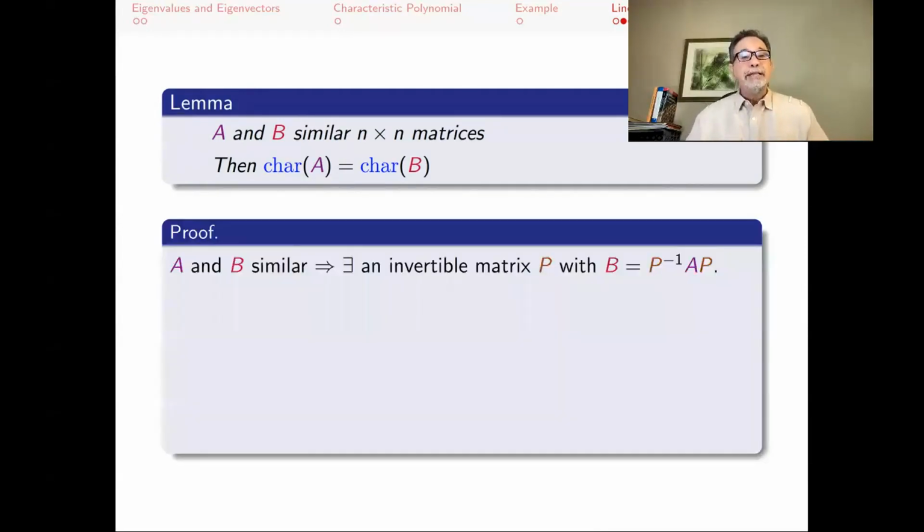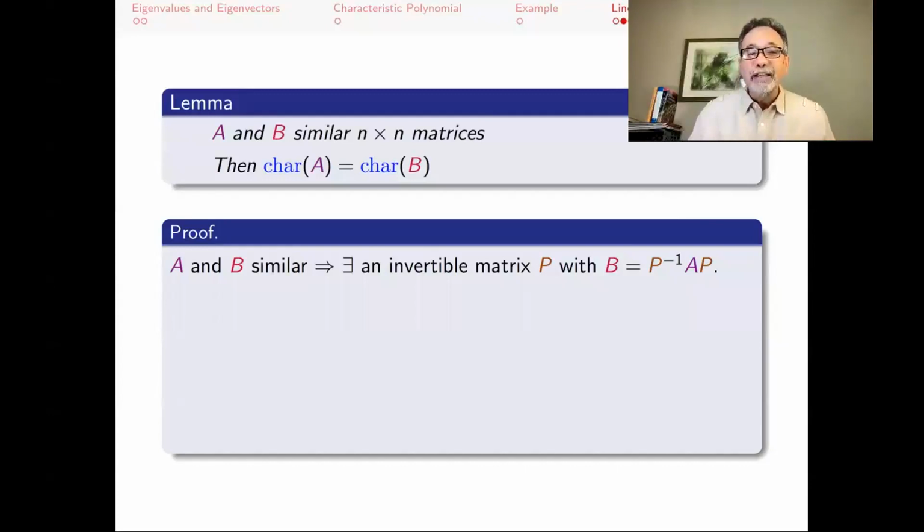So A and B similar, what does that mean? Again, by definition, I'm just repeating myself. There's some invertible matrix P such that B is P inverse AP. That's what it means to say matrices are similar. But that also is the same as saying that A and B are two matrices of the same linear transformation. In fact, that's what's relevant for us.